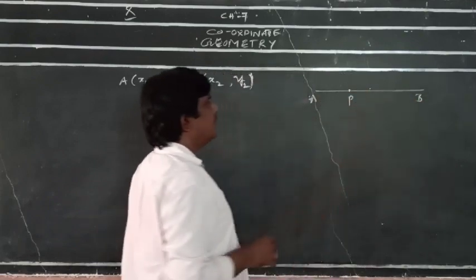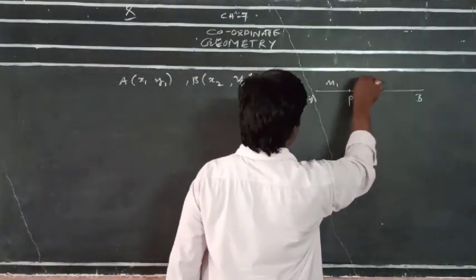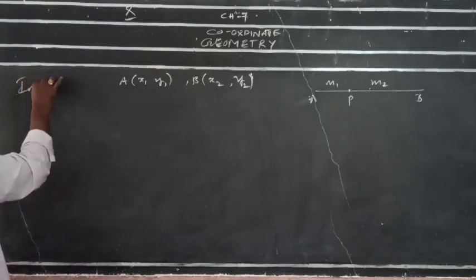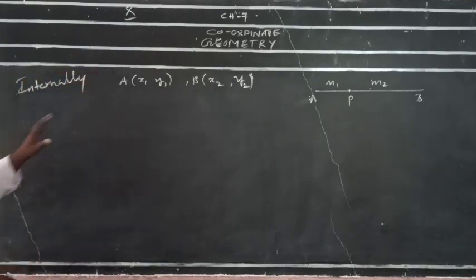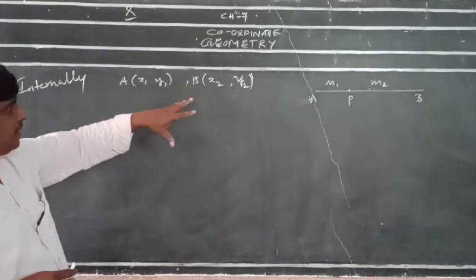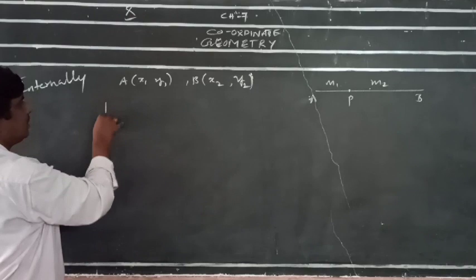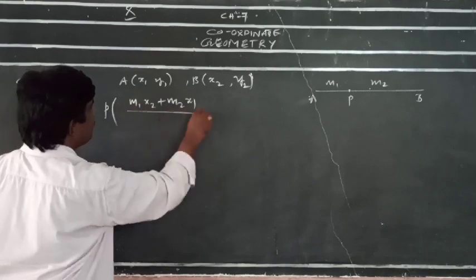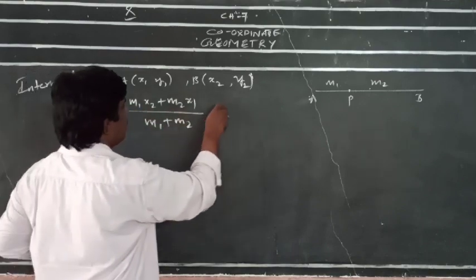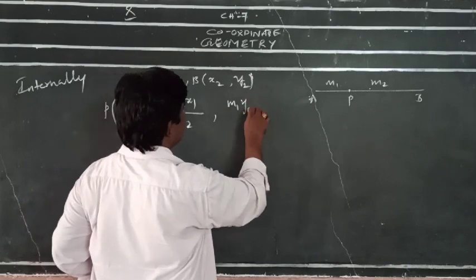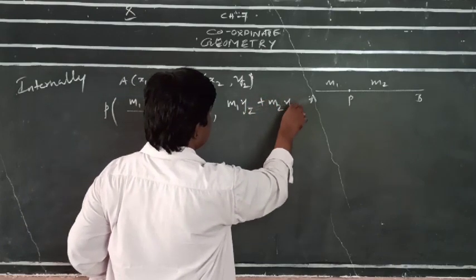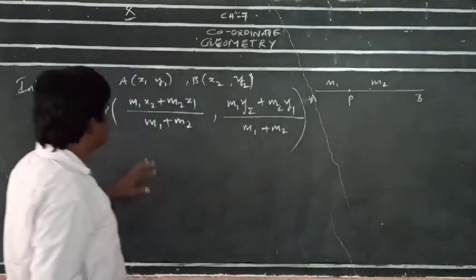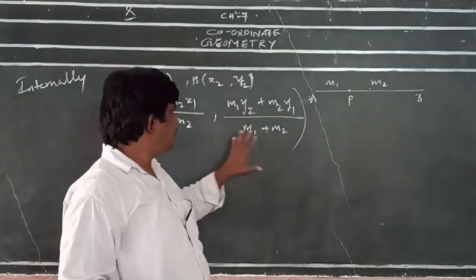P is dividing that AB internally in the ratio of m1 and m2. Then the point, we will write internally. The point P is dividing the AB line segment internally in the ratio of m1 is to m2. Then P is (m1x2 + m2x1)/(m1 + m2) and (m1y2 + m2y1)/(m1 + m2). So this is the x coordinate and this is the y coordinate. This is the section formula.